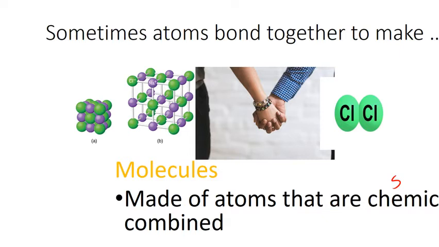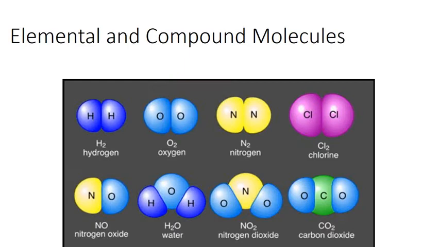Sometimes atoms bond together and they form molecules. You can have two different types of molecules. You can have elemental molecules, and these are the elements that I told you about that are so reactive they can't be alone. And so these are things like hydrogen, nitrogen, oxygen, and chlorine. And there are some others, and you see they're exactly the same and they're bonded together.